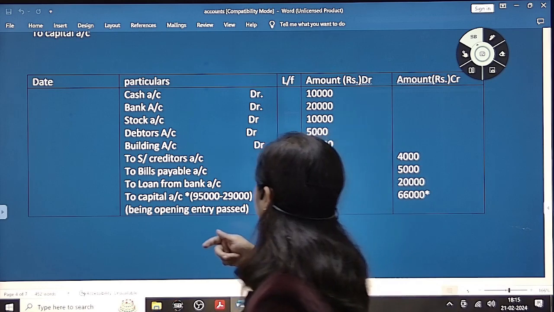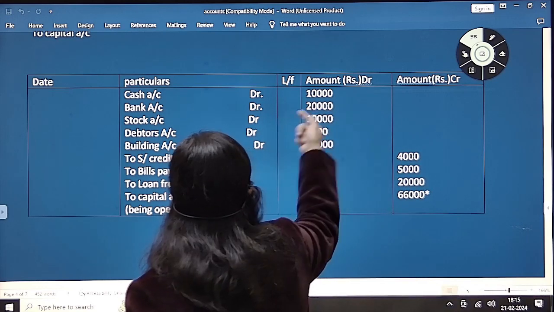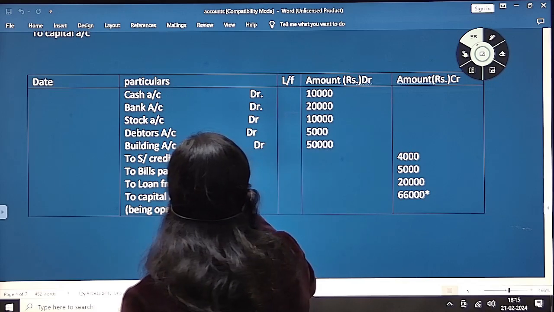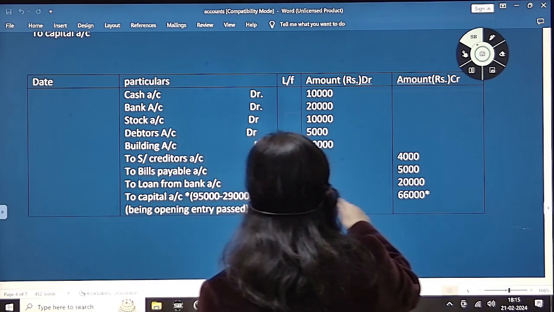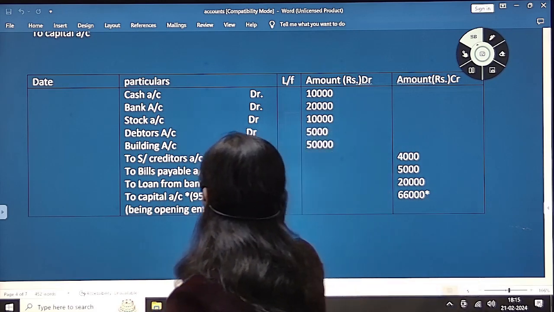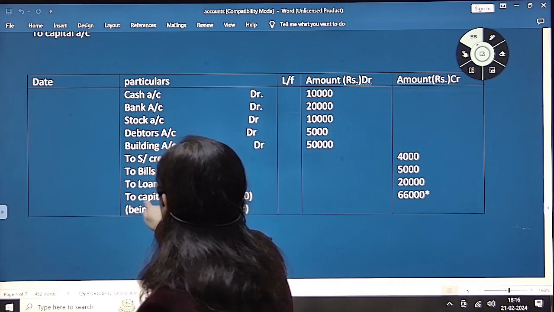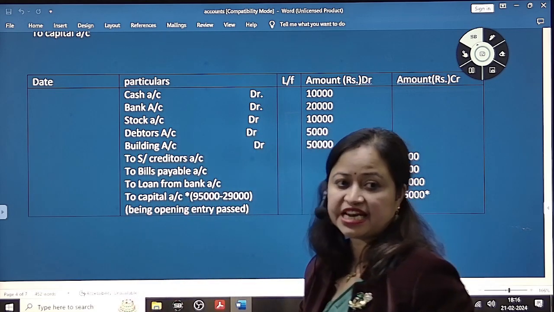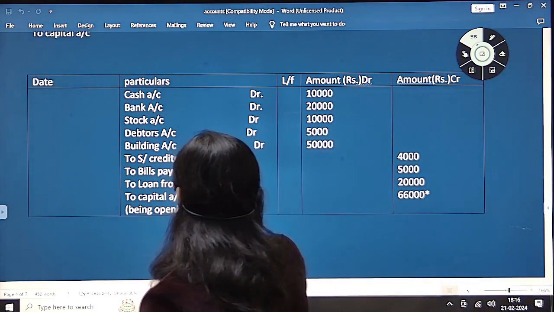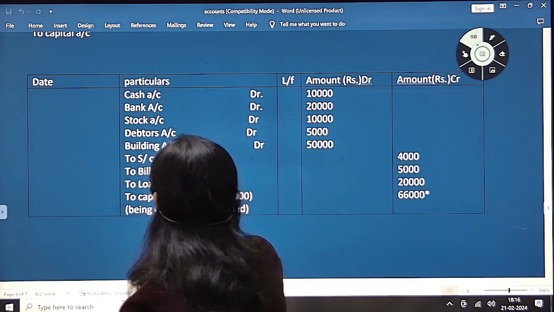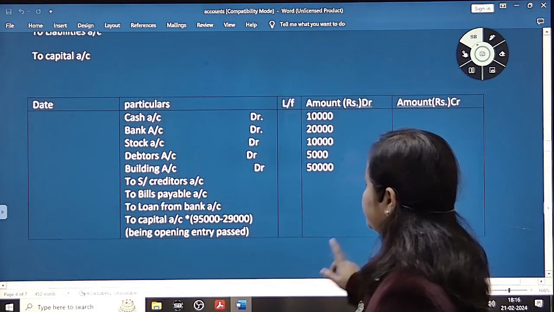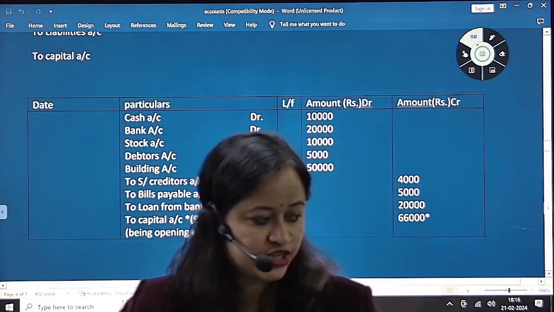When you deduct 29,000 from all the assets, that is 95,000 minus 29,000, you will get the balancing figure. I'm writing with star, that is 66,000. That will be the balancing figure, and we will write that balancing figure as to capital account. So this is called the opening entry. And this is called narration. We're giving the narration being opening entry passed. Fine? So you do this in your copy.